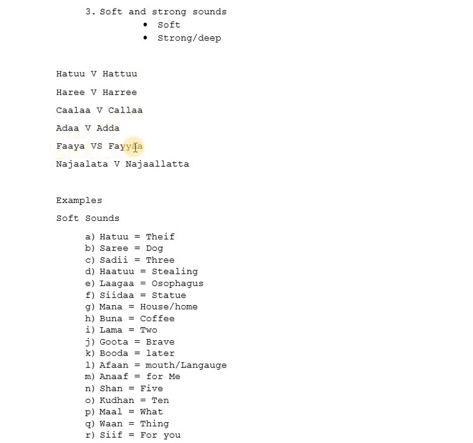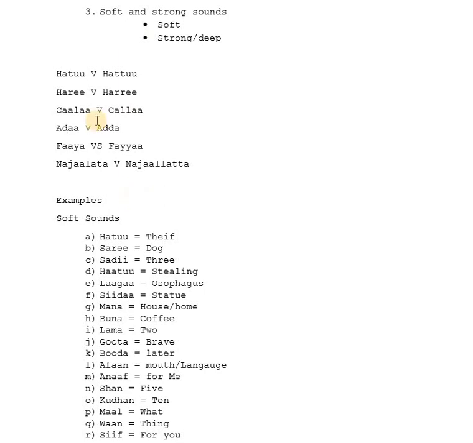Faya, faya. Najallata, najallatta. Look at the two strong sounds in here. So this is just to explain to you what the soft and the strong sounds are.